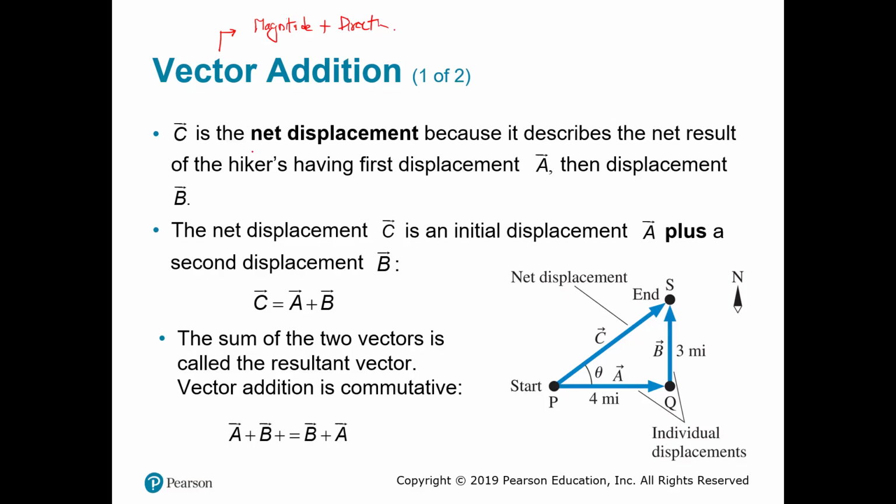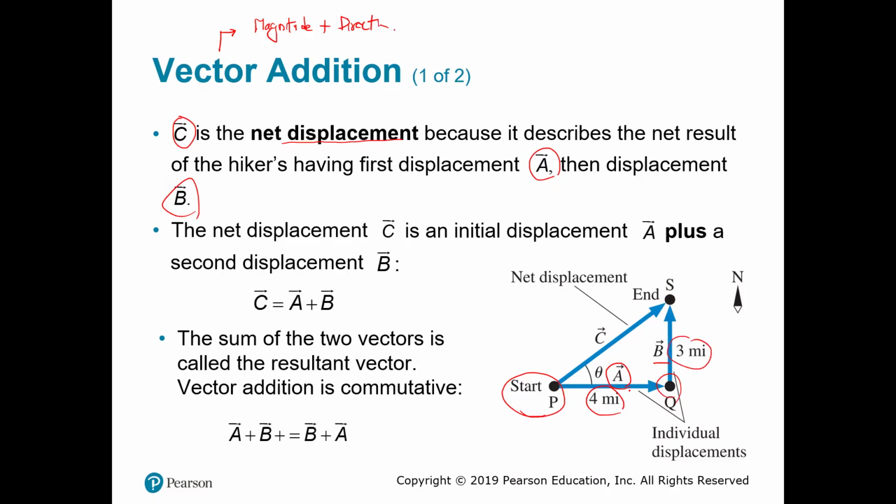So for example, C vector is the net displacement because it describes the net result of the hikers having first the displacement A, then displacement B. For example, here, you start from position P, and then let's assume vector A is 4 miles to the east. And then let's say vector B is 3 miles to the north.